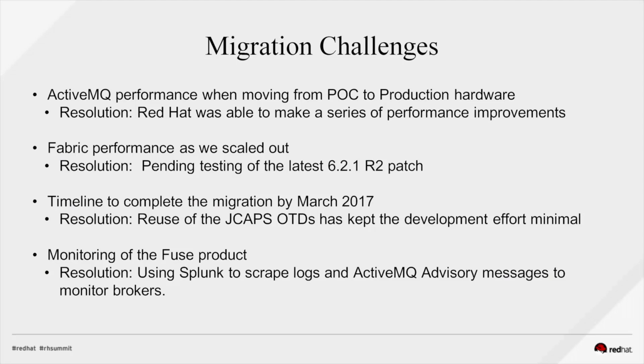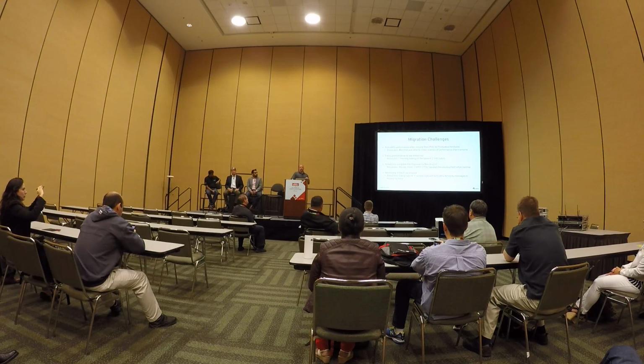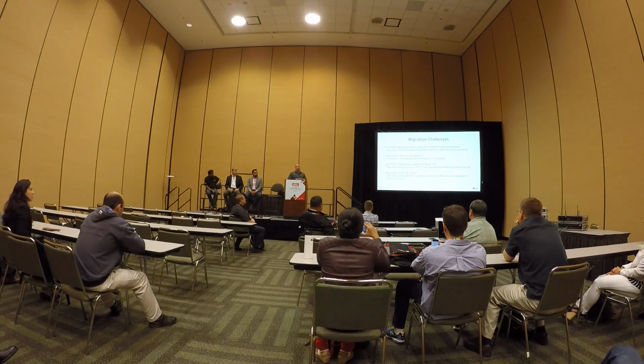Some of the challenges that we came up to with the migration was the ActiveMQ performance going from the POC to the brand new hardware in the production environment. We ended up having to do a lot of work with the Red Hat support and the Red Hat engineers, and we were able to make a series of performance improvements to the settings of ActiveMQ on the new UCS hardware in order to maintain the throughput that we needed.